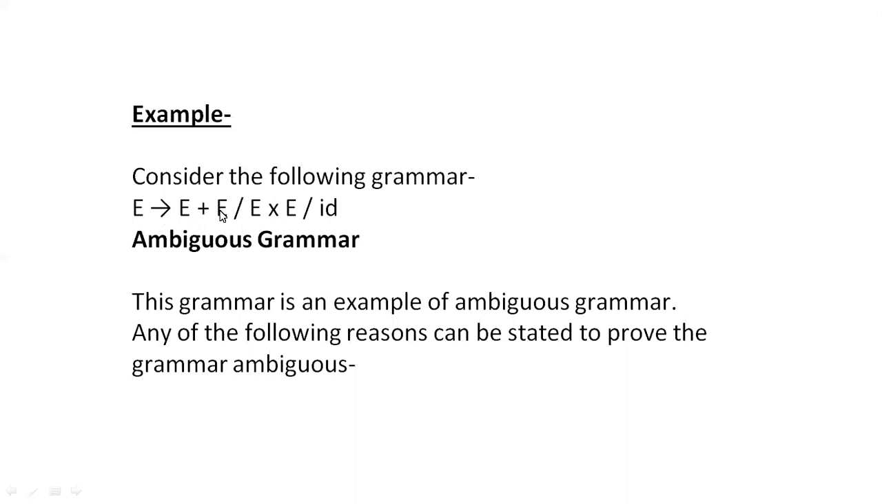E tends to E plus E is rule number 1. E tends to E star E is rule number 2. E tends to ID is rule number 3. And by seeing the grammar itself, we can identify that the grammar has an ambiguity. How? The right hand side variable is E. If it appears more than one time, such type of grammars can be called ambiguous grammars.